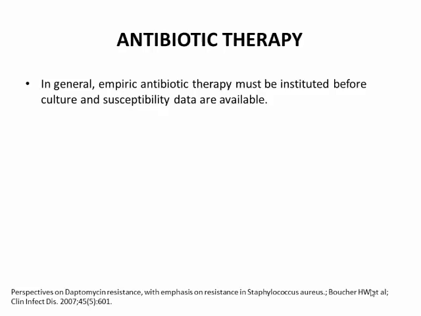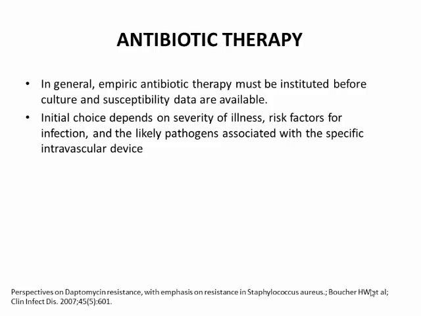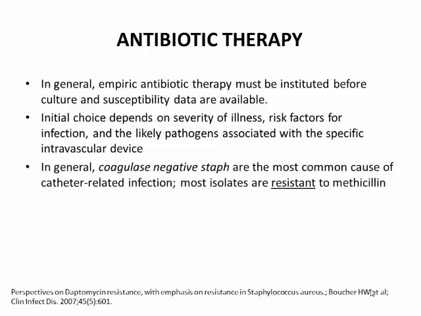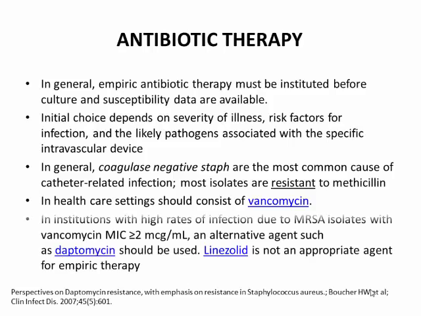Antibiotic therapy. Generally, as soon as the cultures are drawn, you start empiric therapy before the actual culture and sensitivity data are available to you. So the initial choice depends on the patient's severity of illness, the risk factors like we spoke about, and the likely pathogens with the particular intravascular device. Generally, coag-negative staph are the most common. As we saw, it was more than 30%. Most are resistant to methicillin. In healthcare settings, we should start vancomycin.